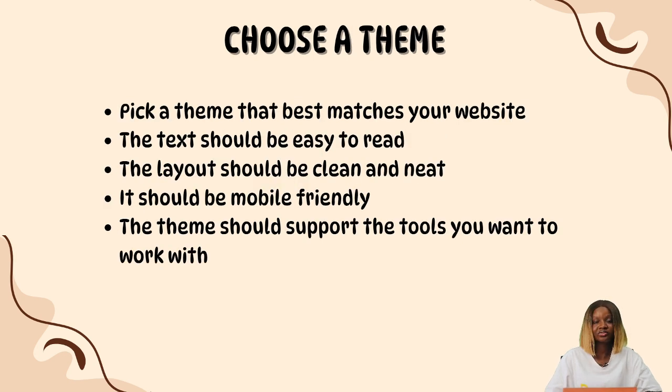So once you've gathered all your pictures and everything, you go into your browser and log into your WordPress. Then you choose a theme. So you're going to pick a theme that best matches your website. The text should be easy to read. The layout should be clean and neat. It should be mobile friendly. The theme should support the tools you want to work with.